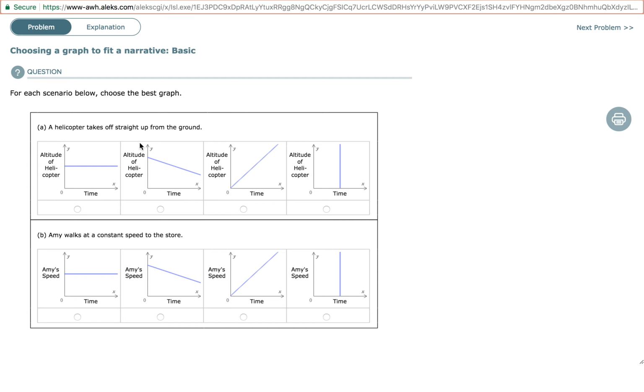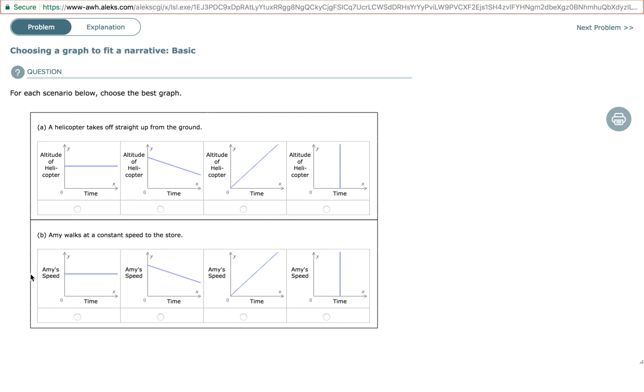So, which of the first three graphs best fits the description? A helicopter takes off straight up from the ground. The third graph would be the answer because this one starts at 0, being the ground, and it increases over time, which implies that it's taking off straight up from the ground.